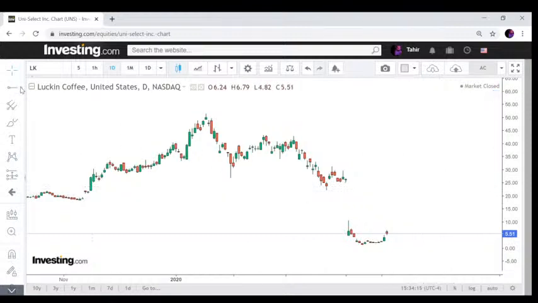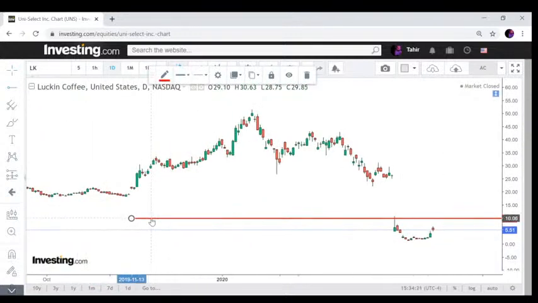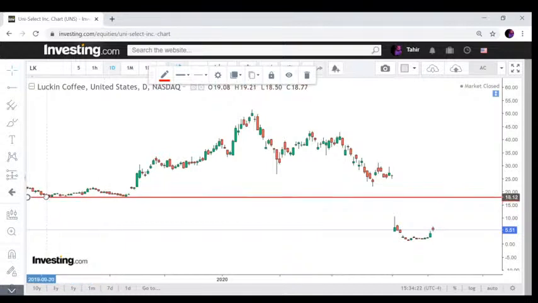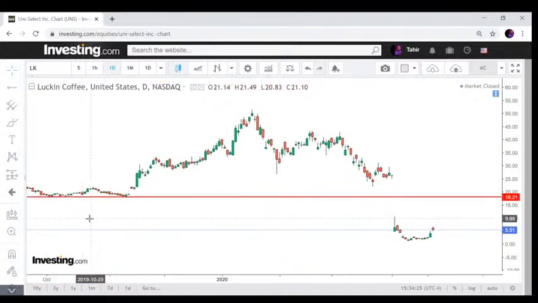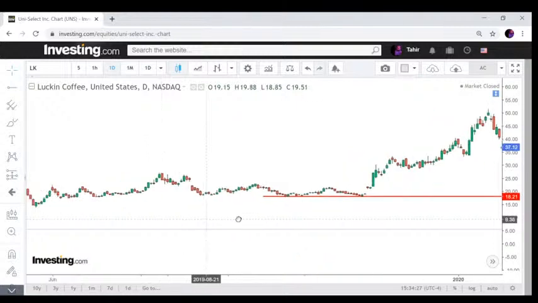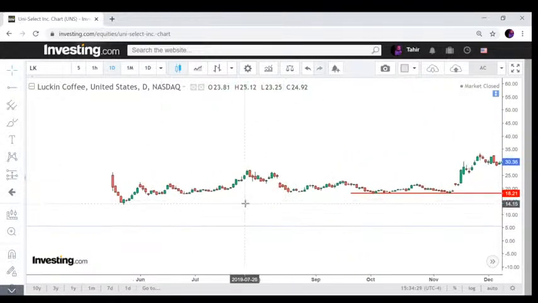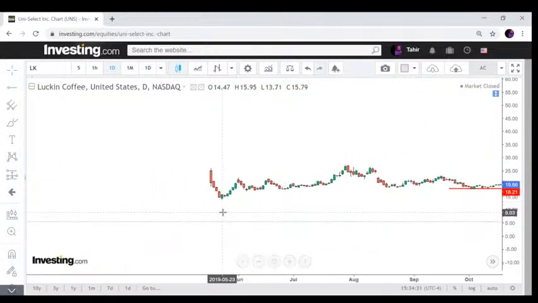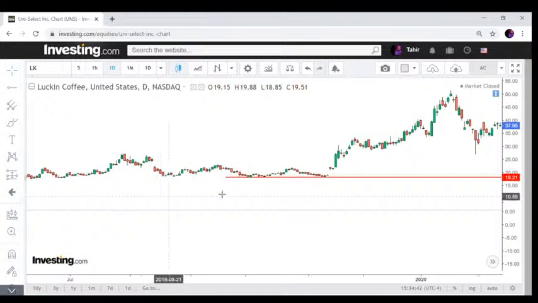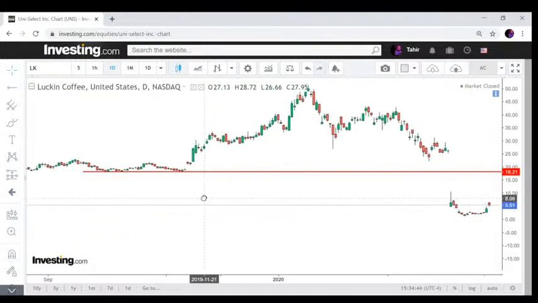If I can tell you the resistance line, let me take a backward look. If there's any other resistance below this, there's a small one, but not too much. I can say it will be very weak because it's approximately touching one or two, so let's not consider that. So this one will be a strong resistance at this point. 18 will be your first target.